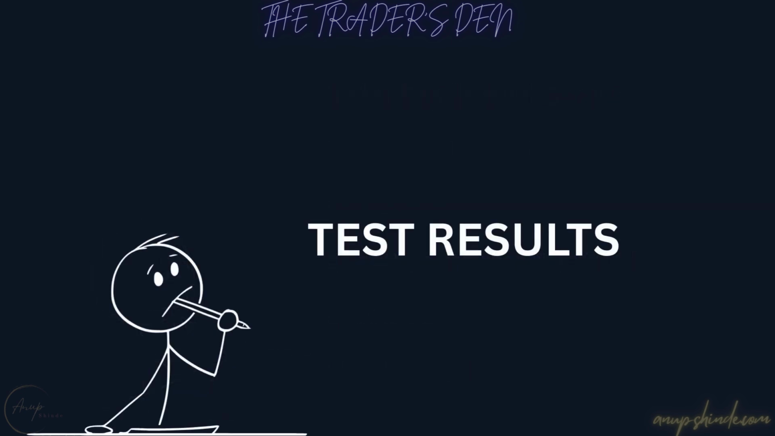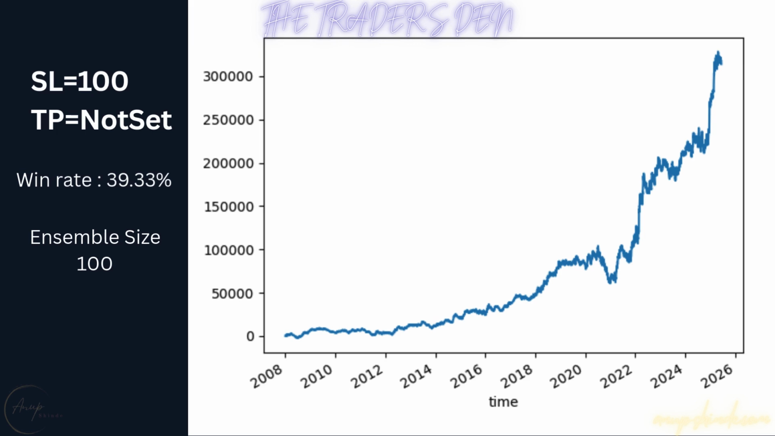In part 1 of this experiment, we saw that letting the winners run was our best choice. So we will not set the take profit in this case. Remember that these are intraday only trades, and therefore will close at the end of the day. In the first case, we use the stop as 100 points, and the take profit is not set. The win rate is surprisingly just above 39%, and we see an upward moving profit curve.